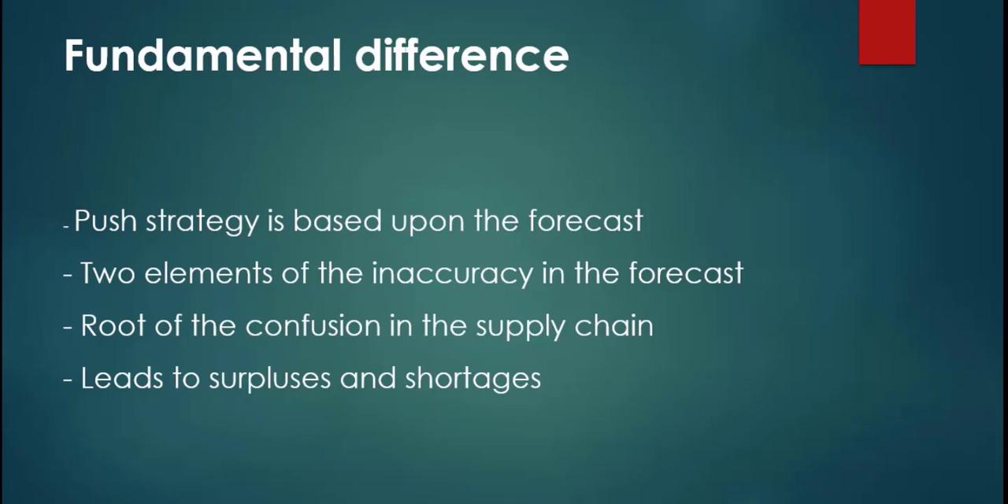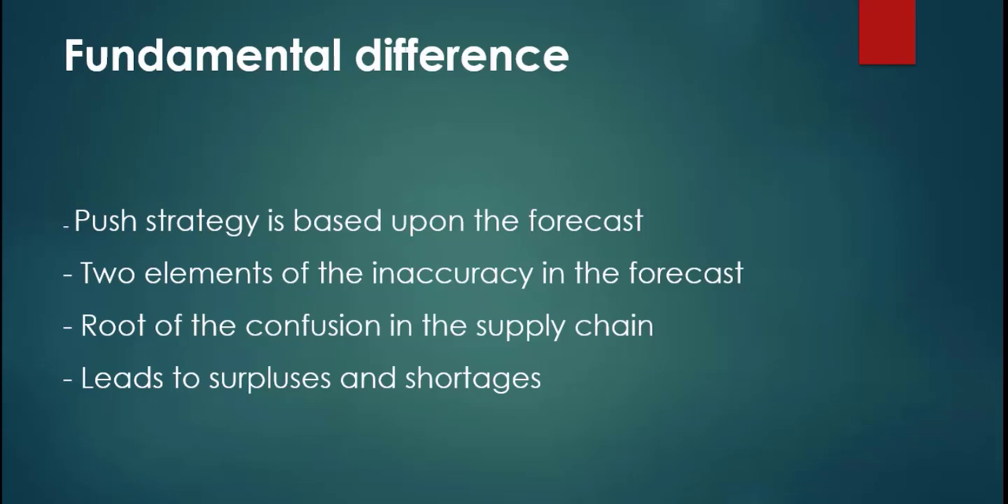This is the root of the confusion in the supply chain, which leads to surplus and shortage at various nodes in the supply chain. So the pull strategy resolves this conflict by reducing the horizon of the forecast and taking out the human error by only supplying what is consumed by the market and nothing less or more, thereby avoiding the shortage and surplus issue in the supply chain.